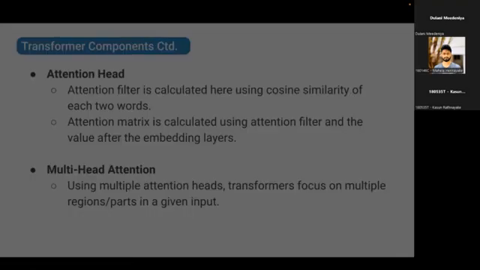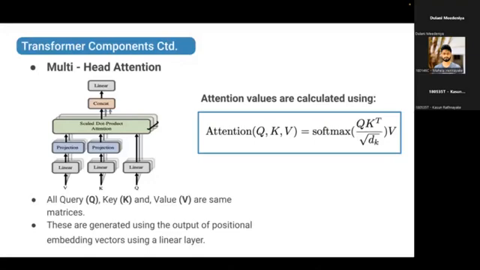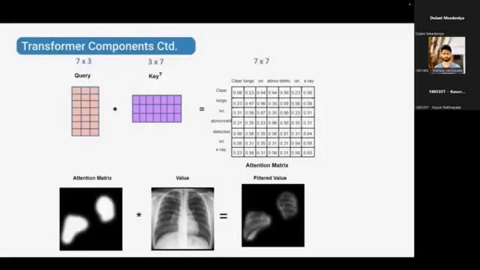So here is an overview of the attention net. The attention is calculated by using this given equation. And in our system, we have used 8 attention heads. So we can further understand this by using this visual example.